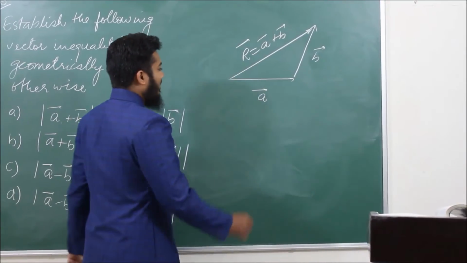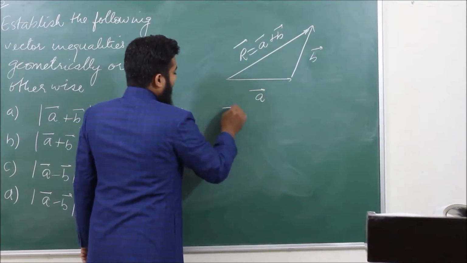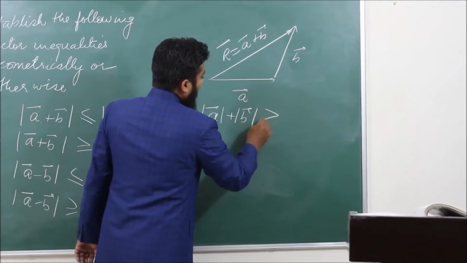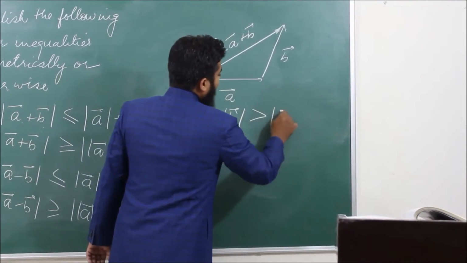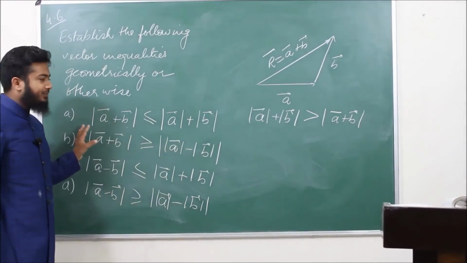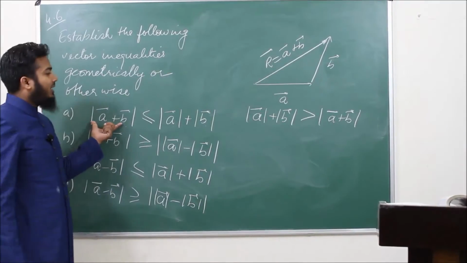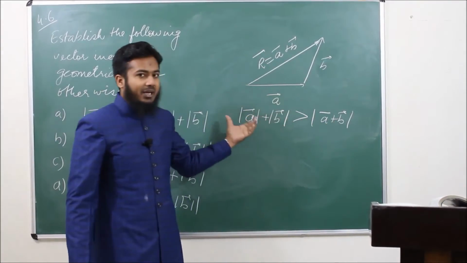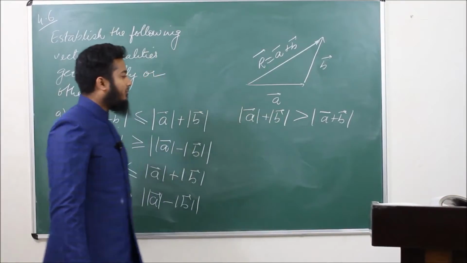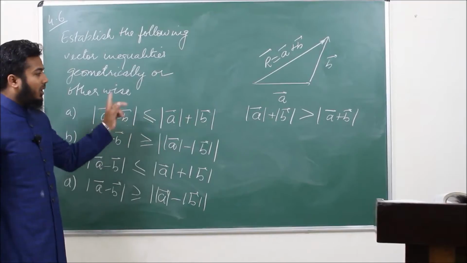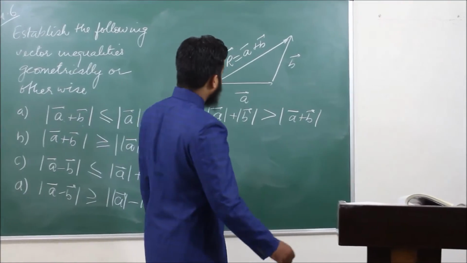So what can we write about these lengths? The length of A plus the length of B will always be more than the length of A plus B. So this is our first inequality, that the magnitude of A plus B is less than the magnitude of A plus the magnitude of B. And now when will the equality hold? When does the equality sign come into picture?